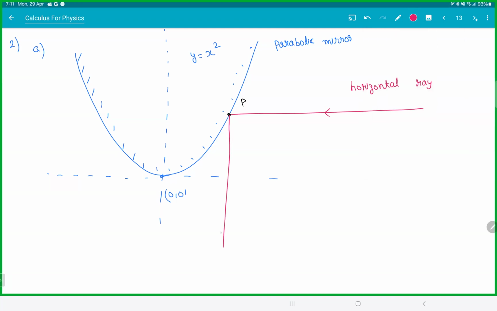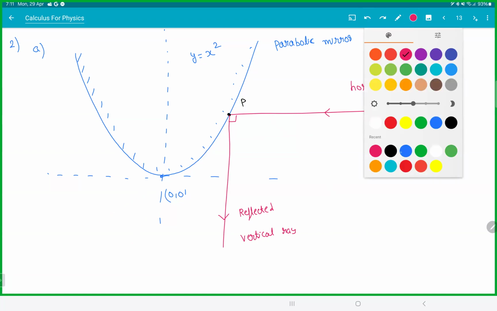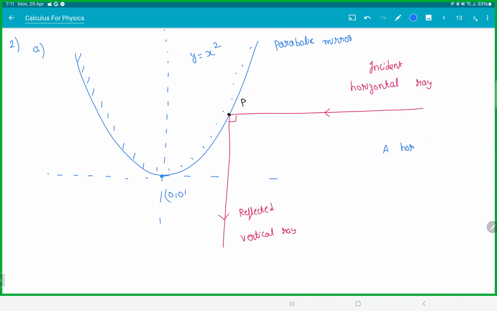After hitting this point P, the light ray becomes vertical. This is your incident horizontal ray. This is your reflected vertical ray. Now, this does not happen at any point, okay? If you send the light ray here, it'll go like this. If you send it here, it'll go like this. If you send it here, it'll come like this. That means there is one particular point on the mirror. Only if you hit at that point, you'll become vertical. The horizontal ray after hitting the mirror becomes vertical. Find the coordinates of point P. This is how they'll ask you.